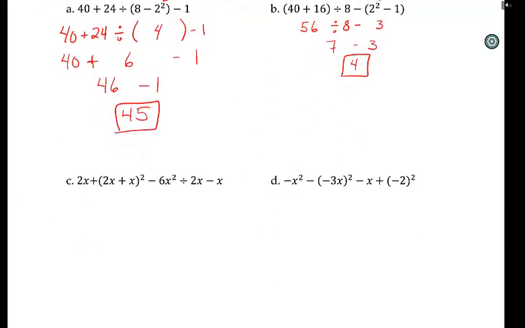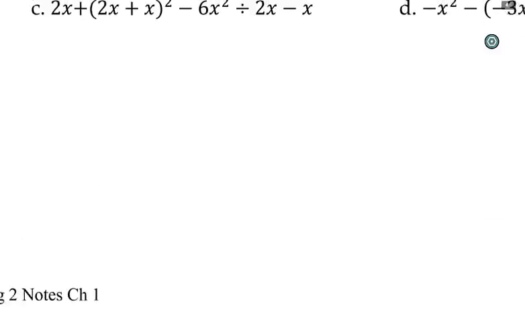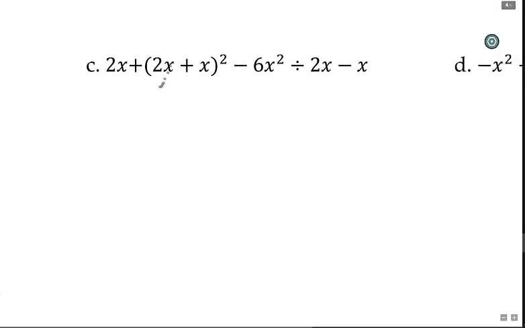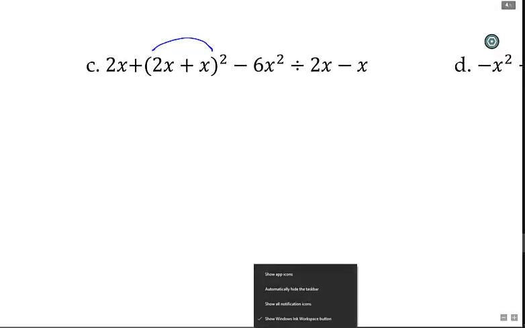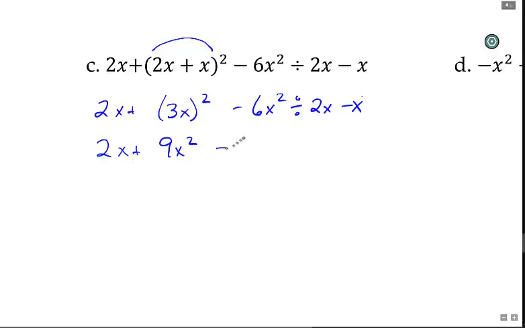I wanted to bring these up because they are just the same thing we do with numbers, except we work our variables just in order. And so our first thing to do is simplify our parentheses here. 2x plus x, I hope you see, is 3x. Minus 6x squared divided by 2x minus x. Our next thing we're going to do is to square 3x, and that's going to get us 9x squared.